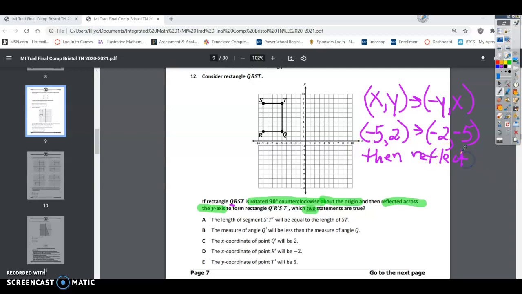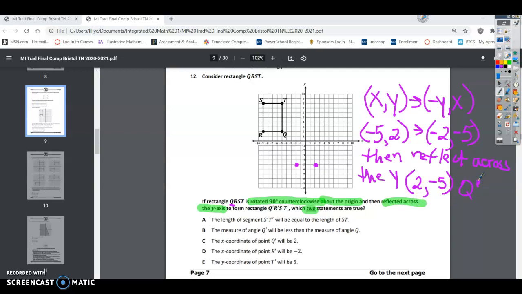So we're going to reflect it across the y-axis. Let's say Q went to negative 2, negative 5. So Q got shifted down to here. And then when we reflect it across the y-axis, since that's 2 units from there, it goes over here. So that's going to be 2, negative 5. This is just our one point Q, so this would be Q prime now.